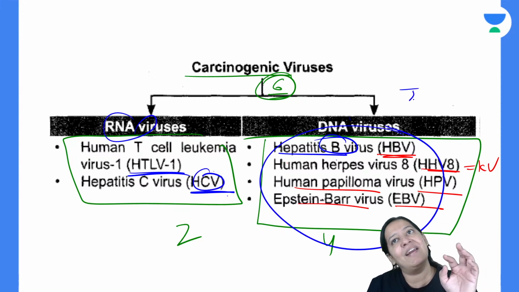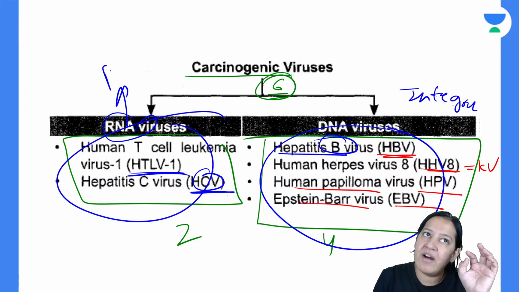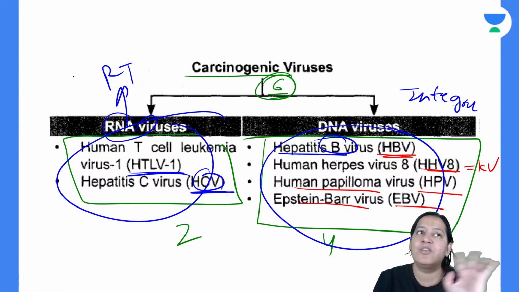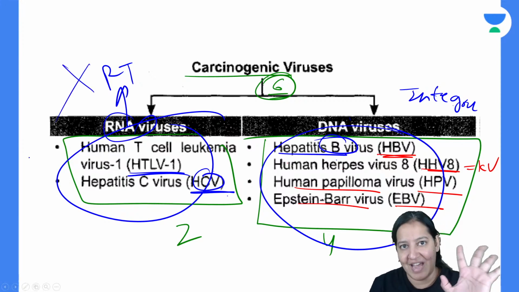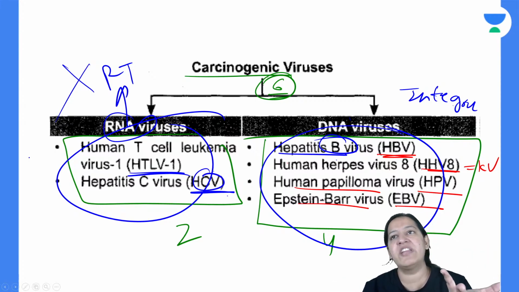These DNA viruses can integrate directly with the human genome. But these two RNA viruses require a reverse transcriptase enzyme for integrating. They do not directly integrate. Have you got it? To cause cancer, they need to integrate; without integrating, they cannot cause cancer.